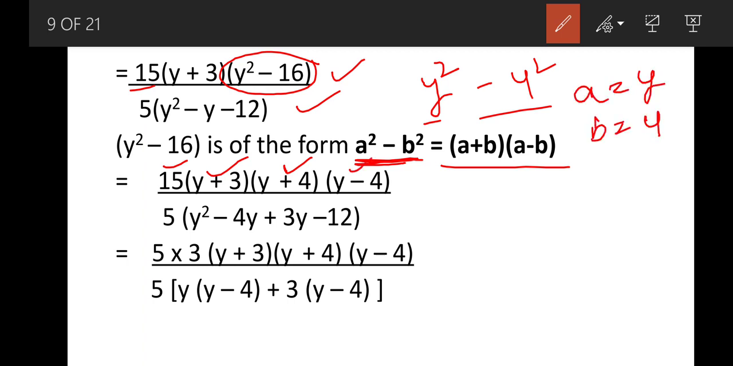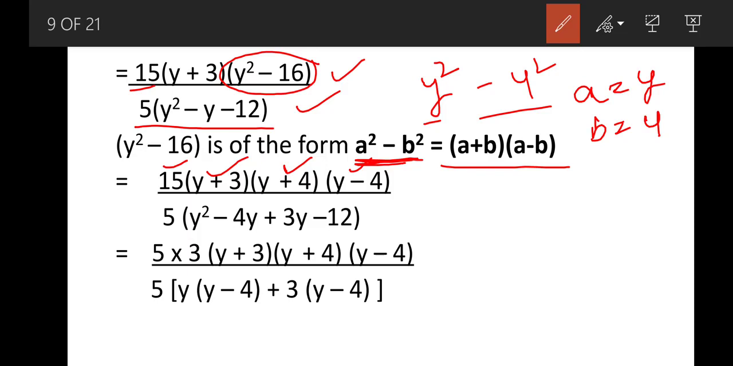So a plus b, a minus b. Now talking about 5y² minus y minus 12. Now dear children, in this expression 5y² minus y minus 12, we need to apply identity number 4, where we need to split.